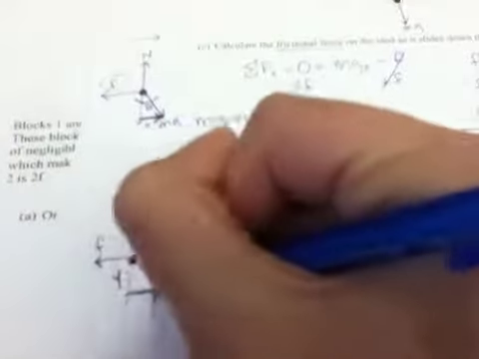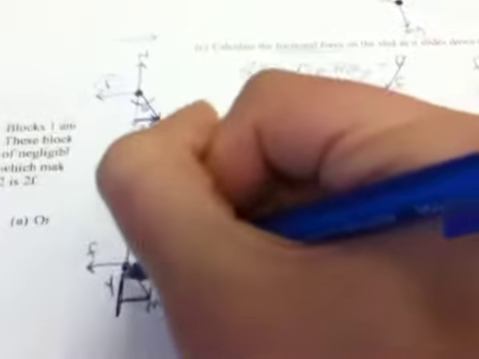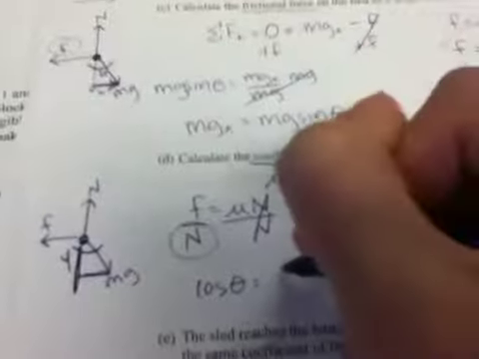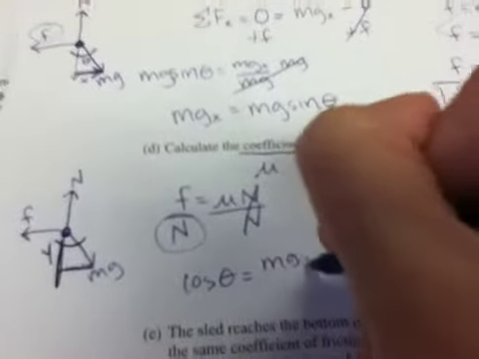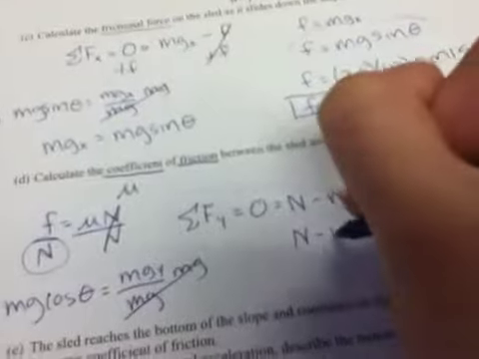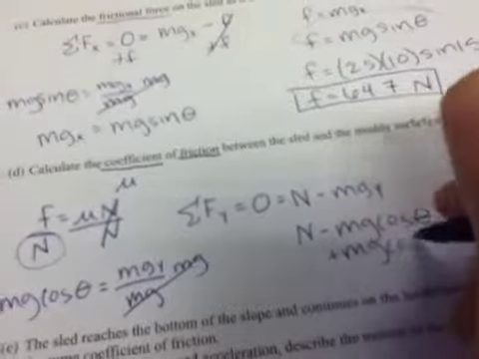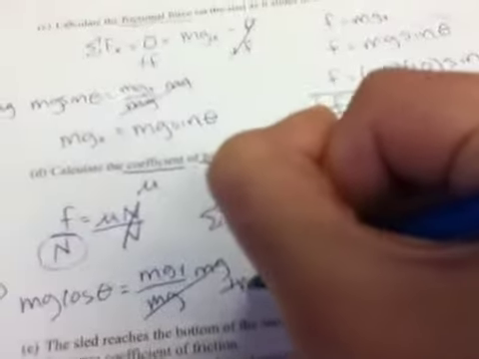We see that this mg in the y direction right there has an adjacent relationship. So we're going to say cosine theta is equal to this mgy all over mg. We need to multiply mg by both sides. So we end up with this mgy equaling mg cosine theta. Add this to both sides to get n by itself. And so we get n equals mg cosine theta. Now we know our normal force, we know our frictional force, we can plug it in.